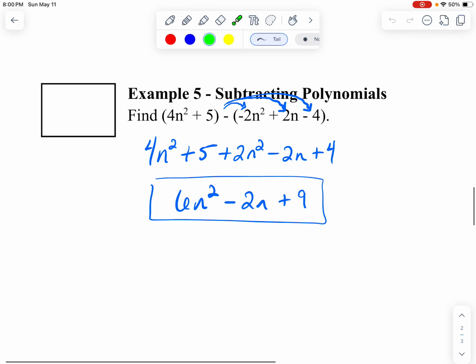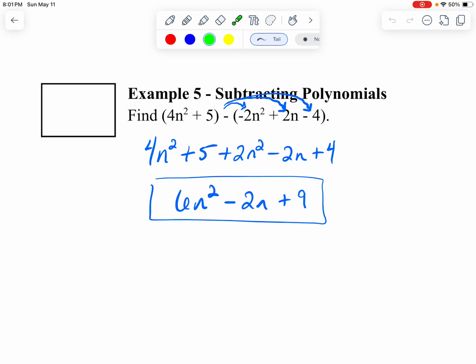And final example here, subtracting polynomials. This is very similar to addition. The only difference is if I've got this whole thing and I subtract this other whole thing, you have to think of it as distributing this negative sign. So if I have minus a negative 2n, remember subtracting a negative is the same as adding that 2n squared. And if we subtract a positive 2n, that's the same as subtracting 2n. And again, subtracting a negative becomes the same as adding.